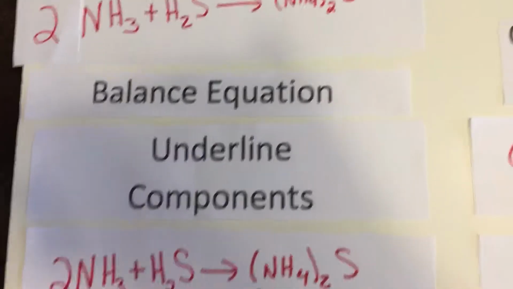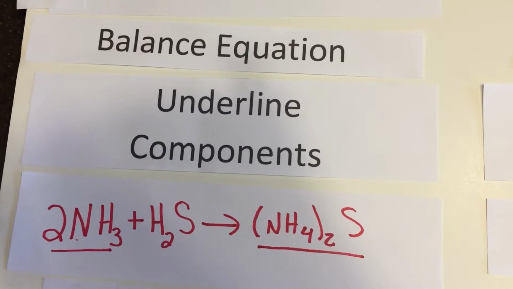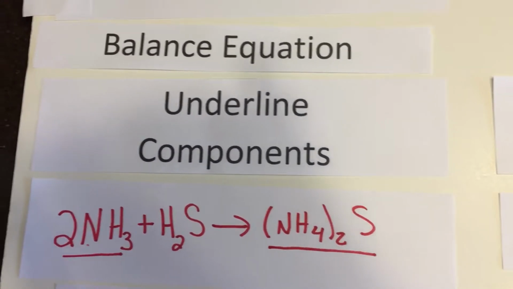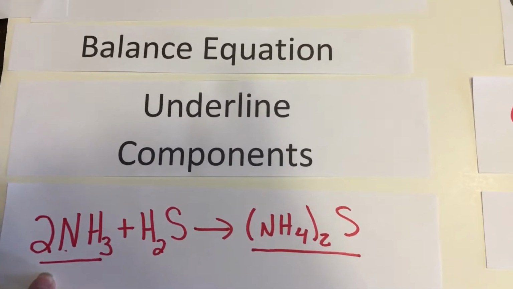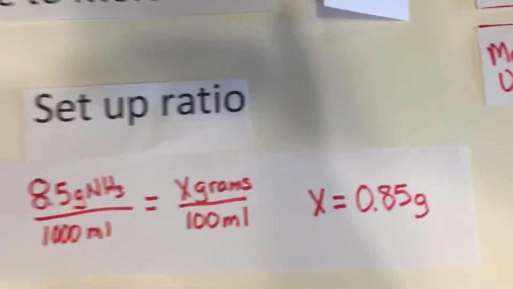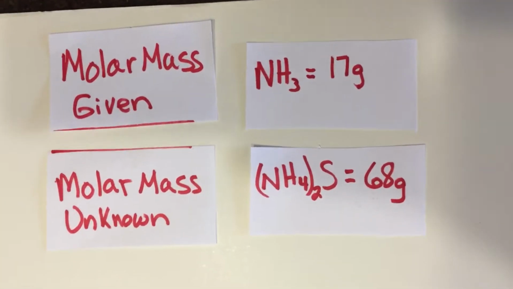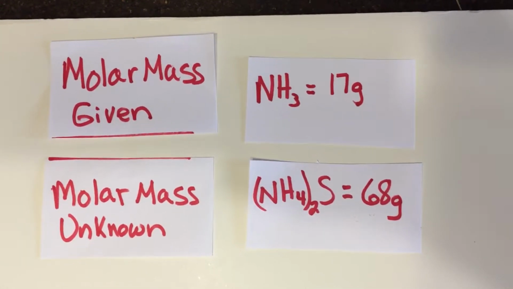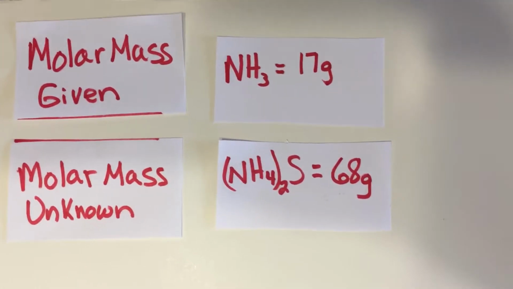Okay, so then we're going to underline the components. Ammonia and ammonium sulfide are the two components we're looking at. And then at this point we want to look at the mole-to-mole ratio. So it is 2 ammonias yields 1 ammonium sulfide. So our mole-to-mole ratio is 2 to 1, and our molar mass of our two components, NH3 is 17 grams per mole, and (NH4)2S is 68 grams per mole.